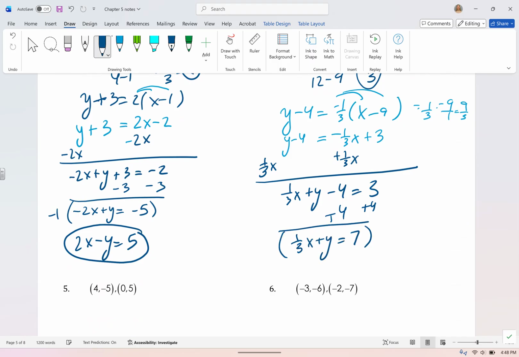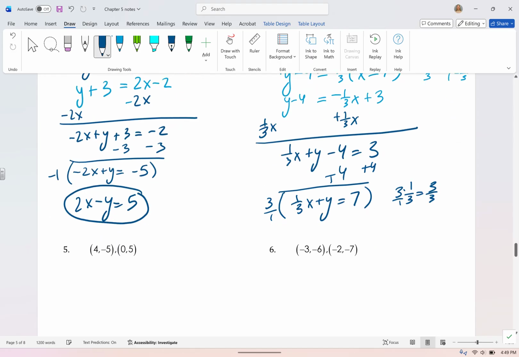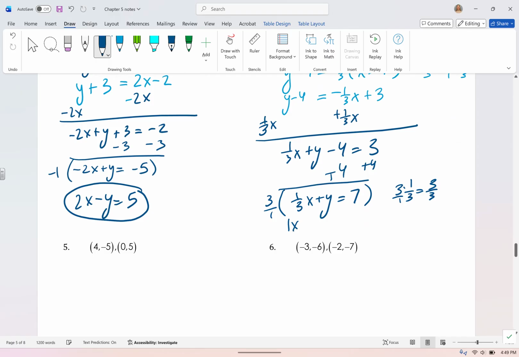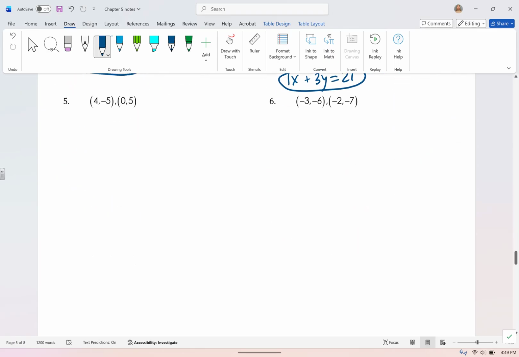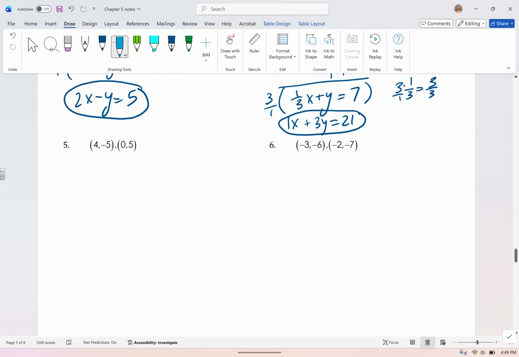And then our first term can't be negative, it's not, and we can't have fractions. So we're going to times it by that denominator. So we're going to do 3 times 1/3. That makes 3 over 3, which is 1. So you get 1x, or just x, plus 3y equals 21. Okay? Okay, the next one.